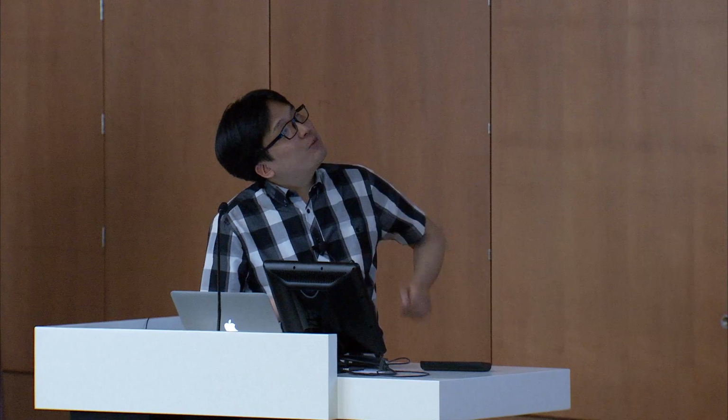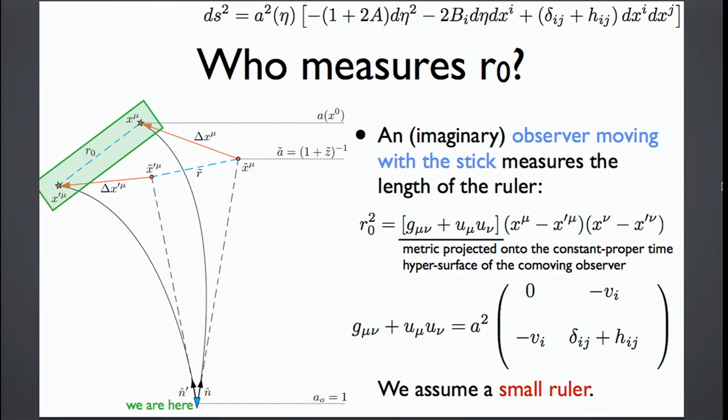But then we have the covariant formalism of writing this on the sky. So first, we get a question: who measured this R0? The most natural way of measuring the size of the yardstick out there is thinking about the observer who is moving with this yardstick, right? And this R0, the intrinsic size of this object, is given by this formula, right?